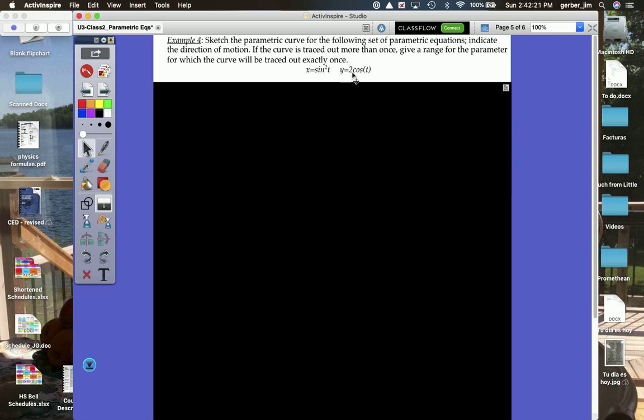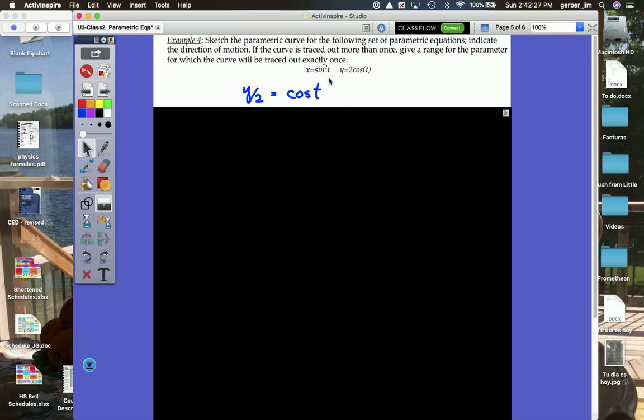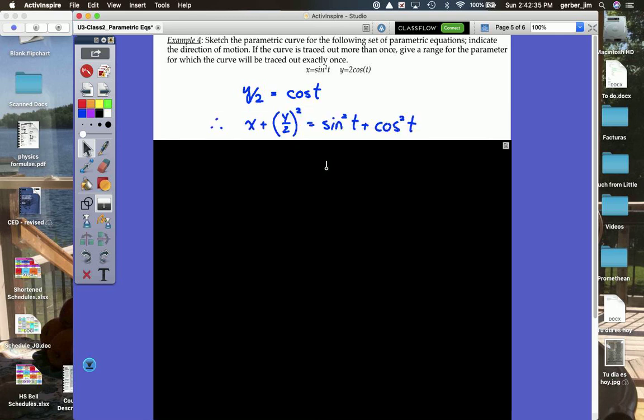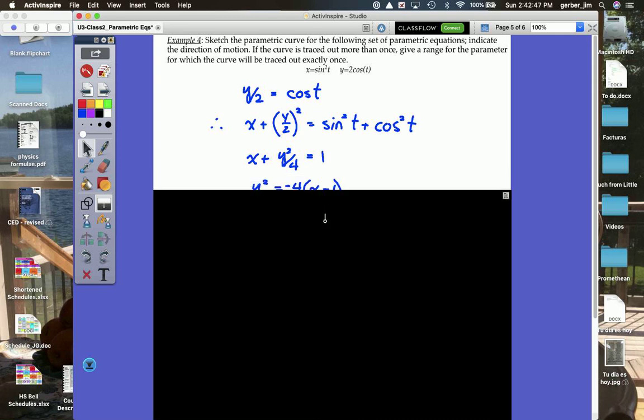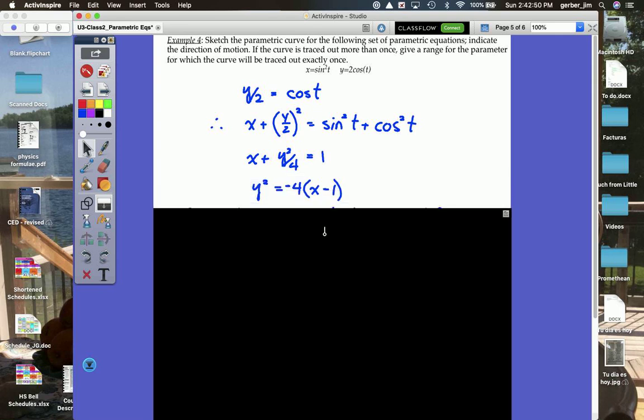So if we follow the same process as before, we could get the cosine by itself. So we would get y over 2 equals cosine t. We've already got sine squared. And so this is going to give us x plus (y over 2) squared would equal sine squared plus cos squared, which is 1. So we get x plus y squared over 4 equals 1. And we recognize that, again, as a horizontally oriented parabola. We put it in standard form, and we got y squared equals -4 times (x minus 1), which is a parabola, horizontally oriented. The vertex is at (1, 0), and it's opening to the left, as indicated by this negative in front of the 4.